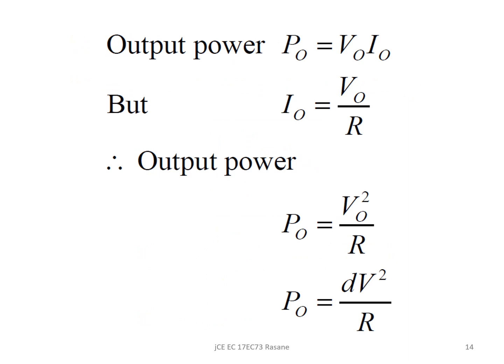Then we'll calculate the output power. Output power is V naught into I naught. But I naught is nothing but V naught upon R, we know that. So output power P naught is equal to V naught squared upon R. They say it is D V squared upon R, but you remember this: P naught is equal to V naught squared by R.